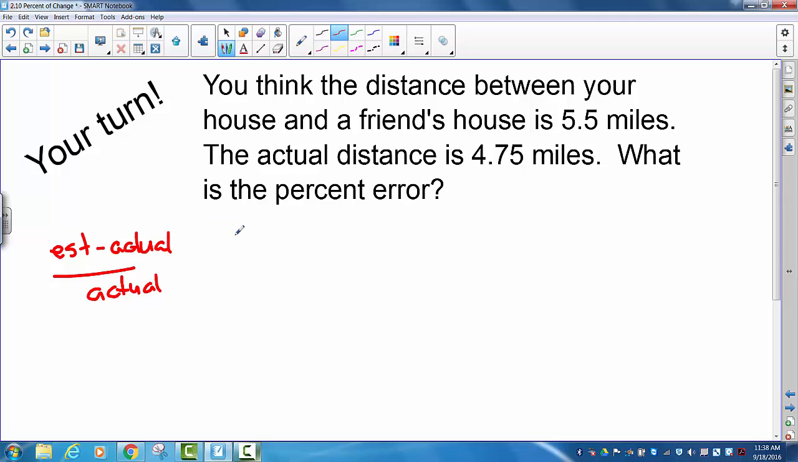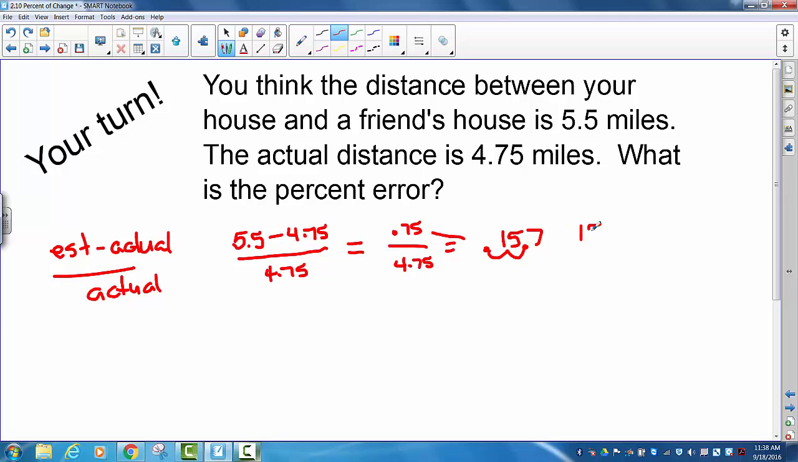So you think it's 5.5. Your estimate is 5.5. The actual is 4.75. So we put it over the actual, which is 4.75. So that gives us 0.75 over 4.75. And let me do this on the calculator real quick. 0.75 divided by 4.75, and we get 0.157. Move the decimal over 2 places to the right, and we get 15.7%. It didn't tell us any directions on how to round or anything like that, so we'll go with 15.7%.